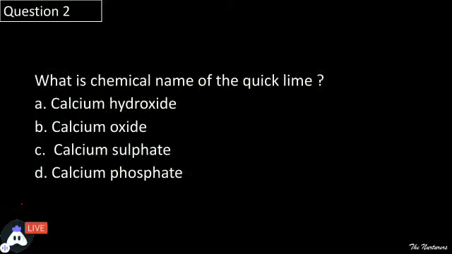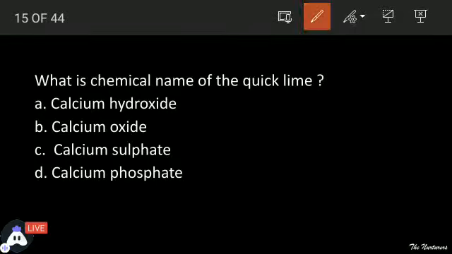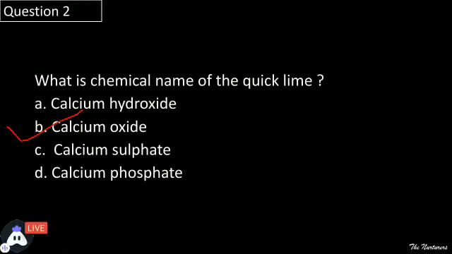Okay, moving ahead to the next one. What is the chemical name of the quicklime? You need to tell what is the chemical name of quicklime. A, calcium hydroxide, B, calcium oxide, C, calcium sulphate, or D, calcium phosphate. What is the chemical name of quicklime? Perfect. Chemical name of quicklime is calcium oxide.